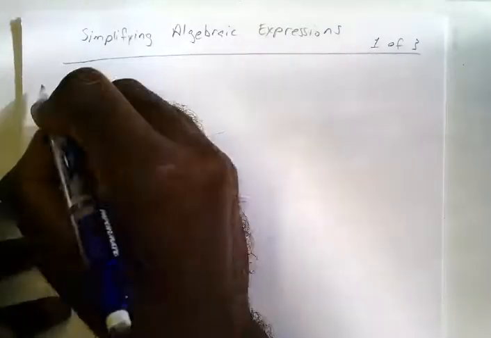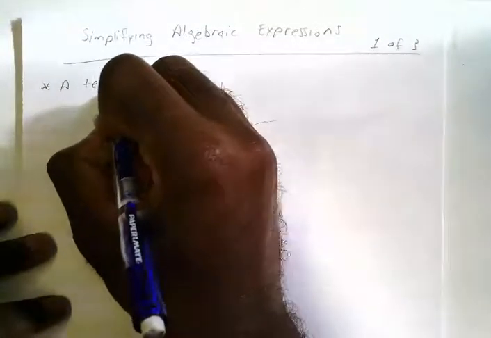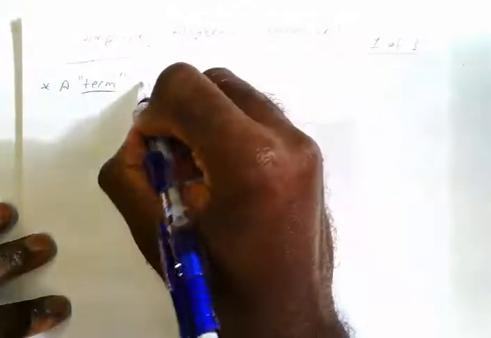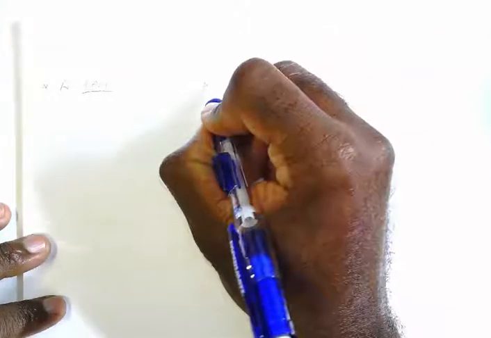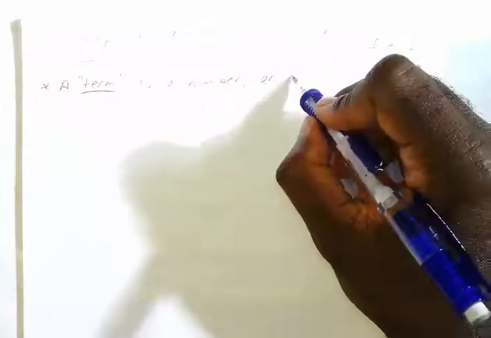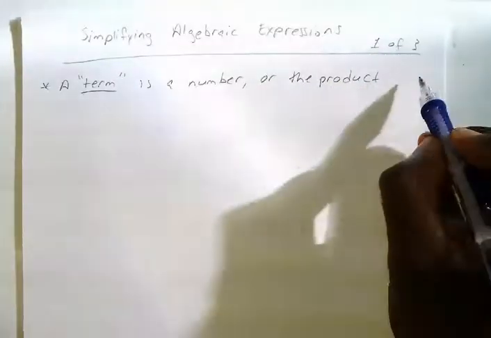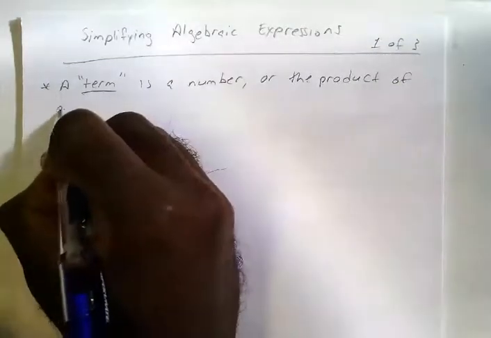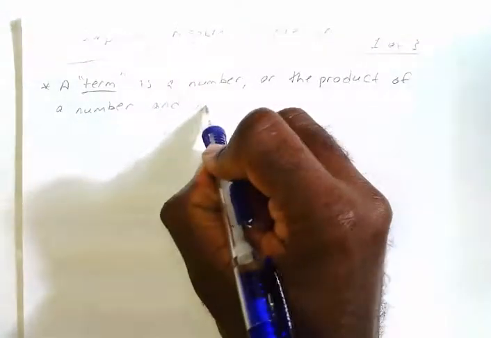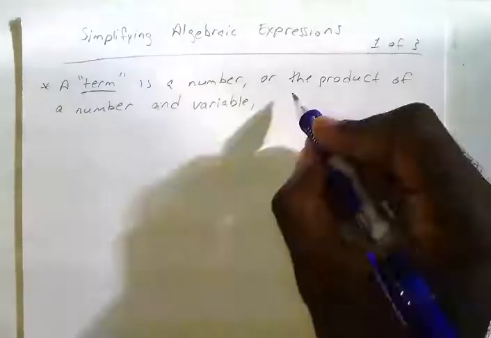Okay, so going over the terminology, I'm going to identify what a term is. Now, a term is either a number or a product of a number and a variable, separated by a plus or minus sign.